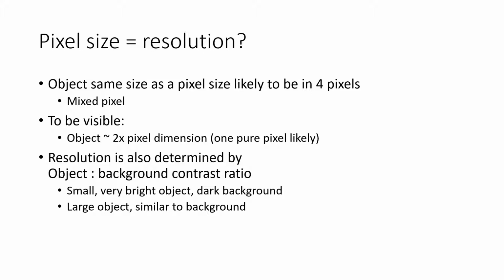Resolution is also determined by a lot of things like the contrast ratio between the object and the background. Small, very bright objects on a dark background are easy to see. Large objects on a similar background are also relatively easy to see. But the other side of that, small, very bright objects on a bright background, no. Large objects or small objects similar to the background, no.